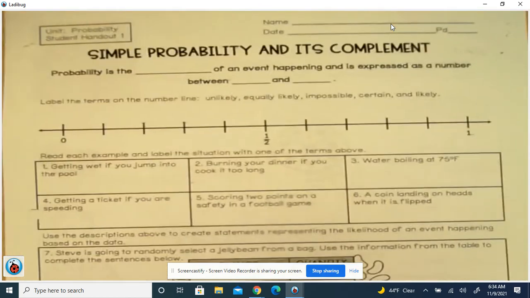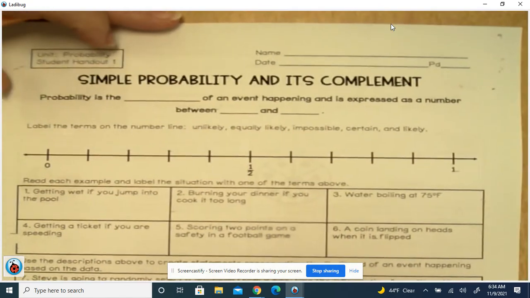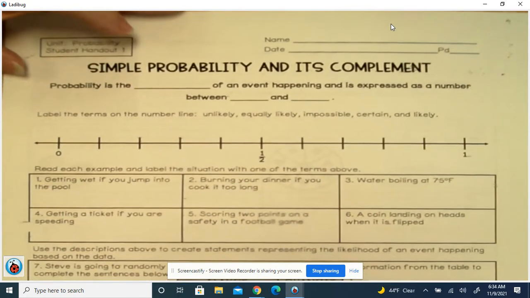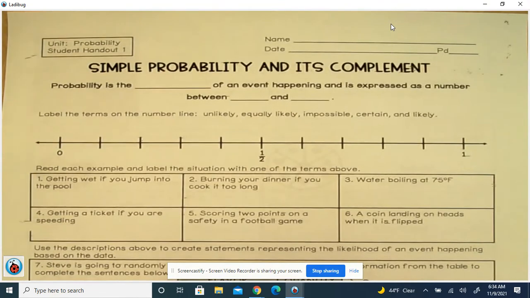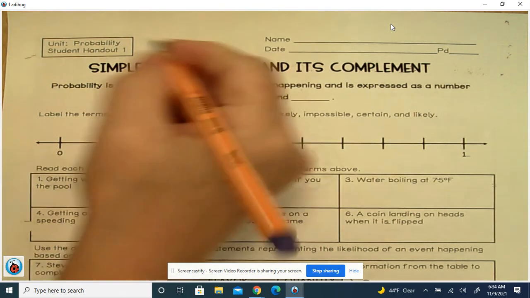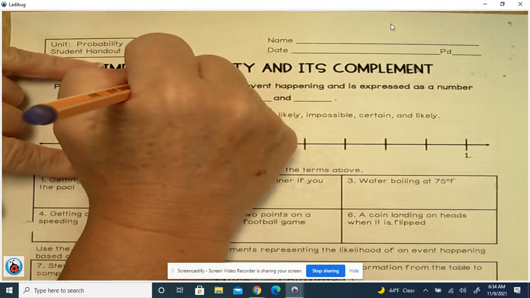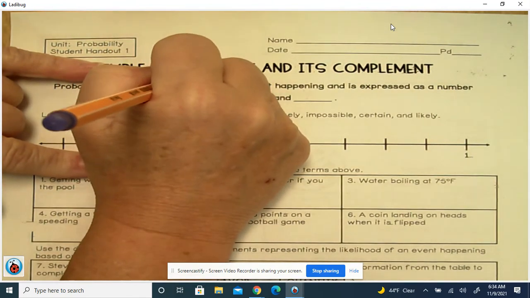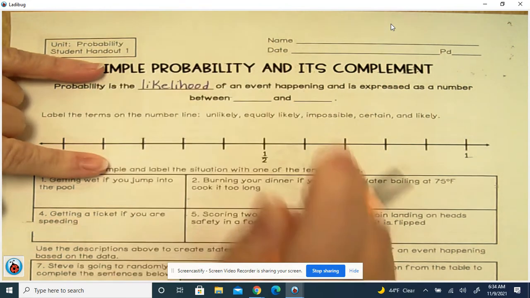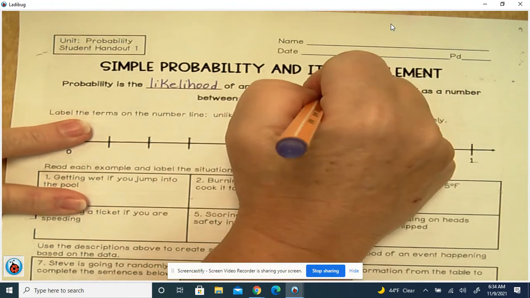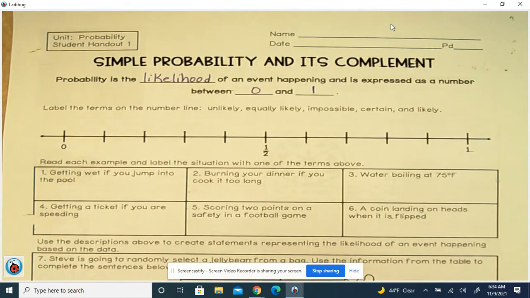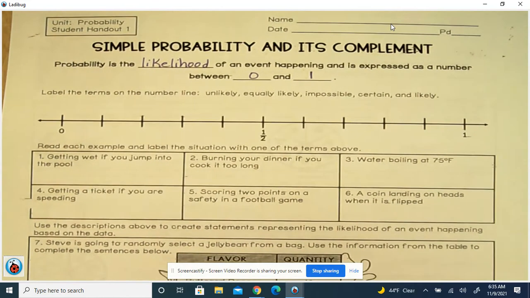All right, this video is on simple probability and its complement. We have looked at probability in flashbacks, just simple probability. And what you see here today is going to look a little familiar to you because I've had it up on the board several times. With simple probability, probability is the likelihood of an event happening and is expressed as a number between 0 and 1. We've seen that several times in flashbacks, and I've had it written on the board for you.